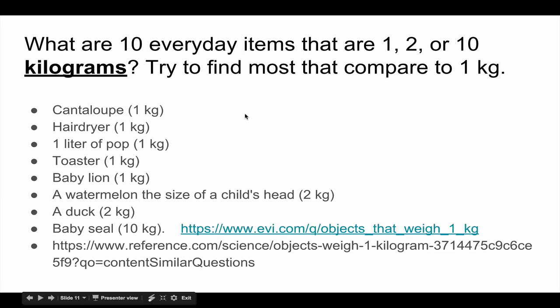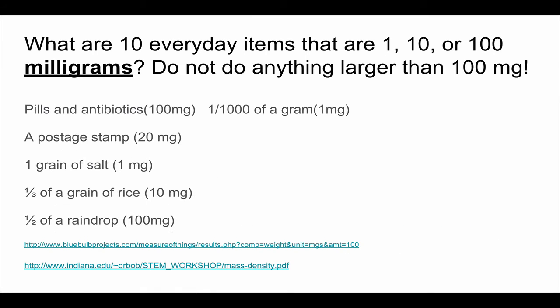Everyday items that are kilograms. Okay, liter of pop, hair dryer, cantaloupe. Those are all really good things. Baby lion. I'm not really sure if we know what a baby lion is, but hey, a duck, 2 kilograms. All good ones to compare.